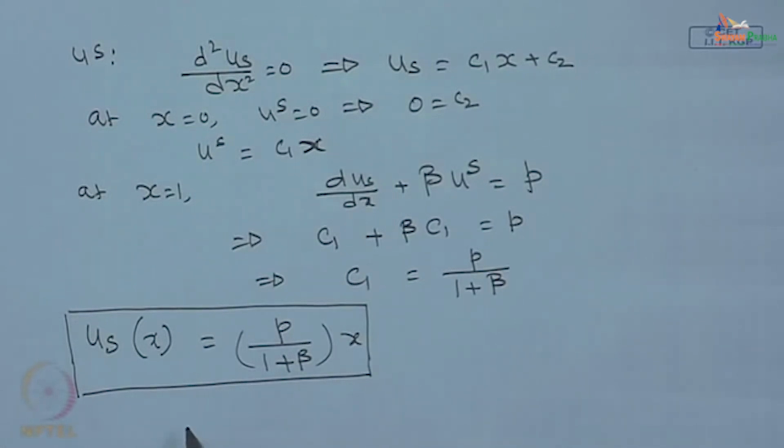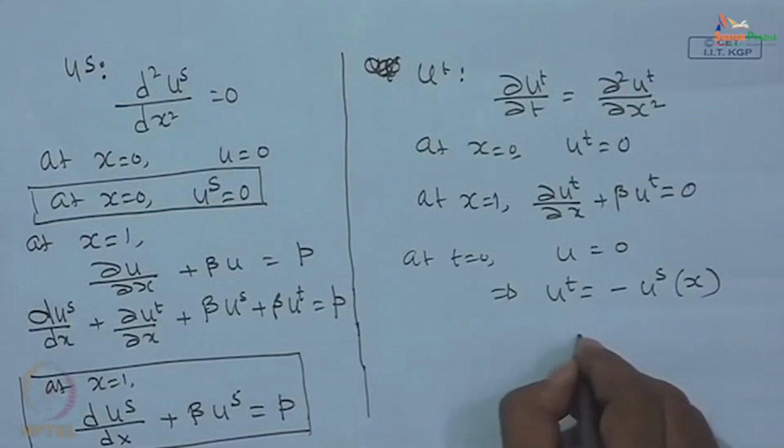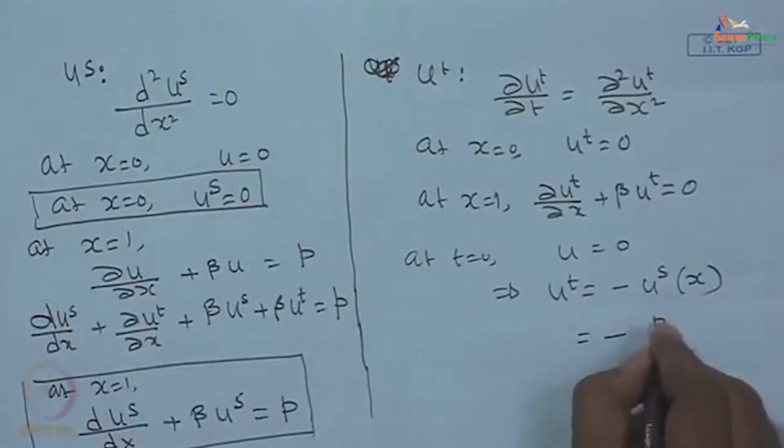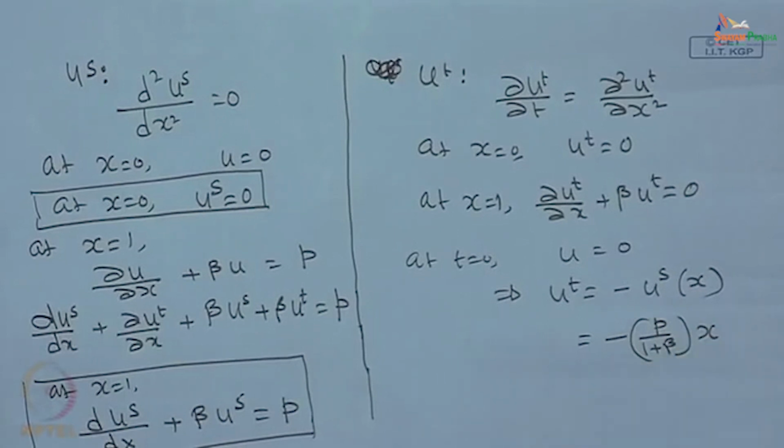Now, if we are interested, we can look into the transient solution as well. So, if you look into the initial condition of the transient solution, we can put u t is equal to minus u s x. So, it will be minus the solution we have already obtained, p divided by 1 plus beta times x.